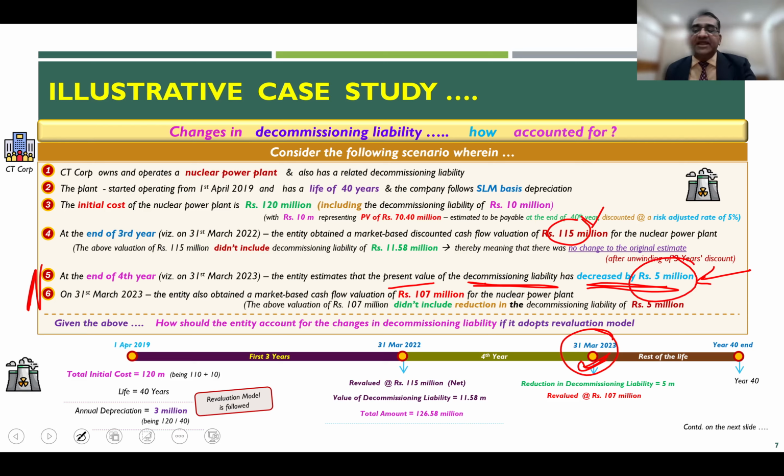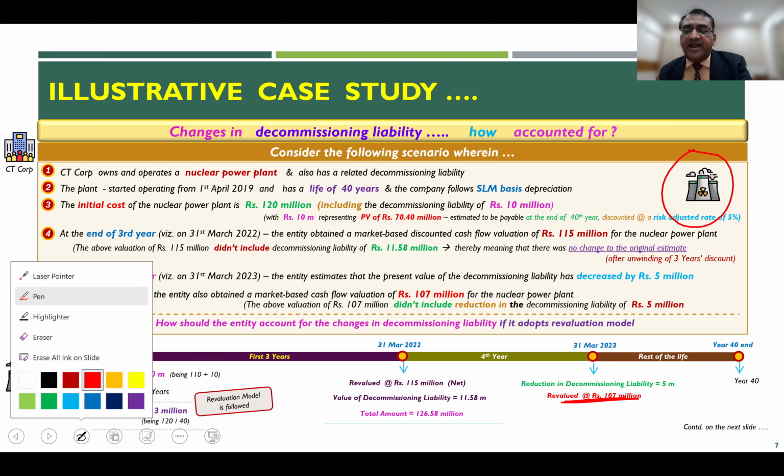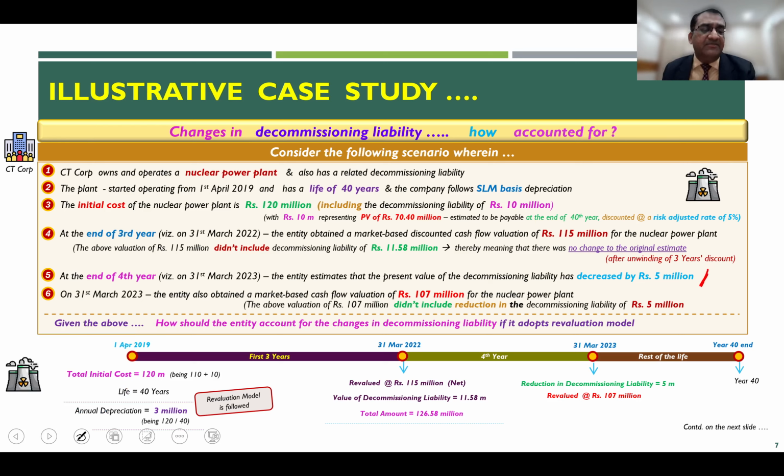Apart from that, there are two effects happening at the end of the fourth year. One, there is a reduction of 5 million in the liability, and on top of that, this 115 million has now become 107 million. So there is a revaluation on the asset per se. The revalued amount of the power plant is 107 million, and also there is a reduction in the decommissioning liability to the extent of 5 million. So there are two impacts happening at this point of time in the fourth year. Of course, the asset has the ultimate life of 40 years.